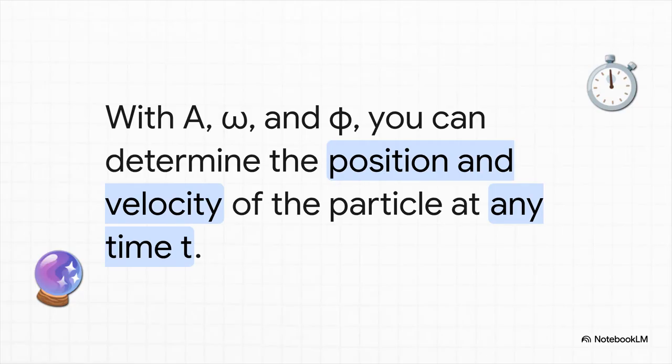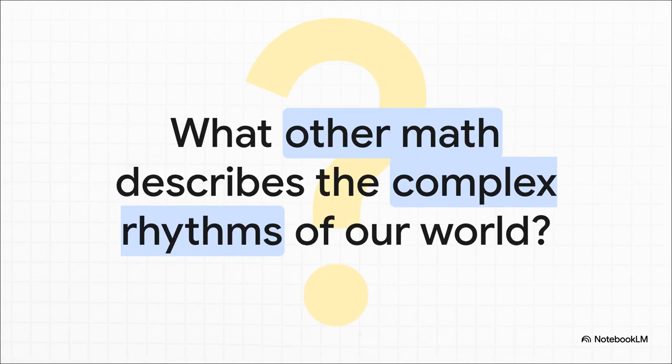And this is the true power of this equation. With just those three numbers, you don't just get some vague description of the motion. You get a precise prediction. You can calculate the exact position and velocity of that object at any moment in time, past, present, or future. Its entire path is mapped out. It's incredible. And that wraps up our look at the elegant code of simple harmonic motion.